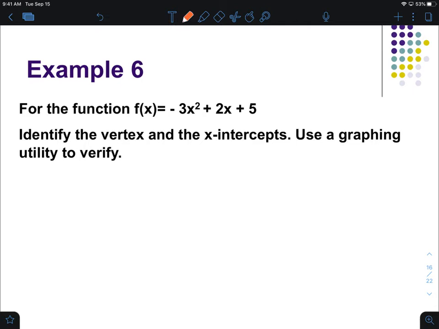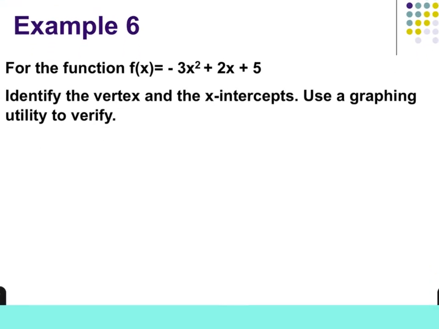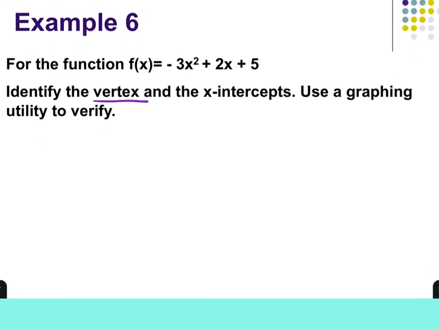All right, so it says identify the vertex, the x-intercepts, and then use the graphing utility to verify. So if I am going to find the vertex, I'm going to do it the way we just did. I obviously could complete the square, but I'm going to use negative b over 2a. If a is negative 3 and b is 2, then this is negative 2 over 2 times negative 3, which is negative 2 over negative 6, or 1/3. So that's the x coordinate of my vertex.